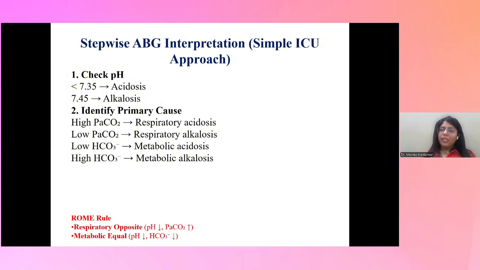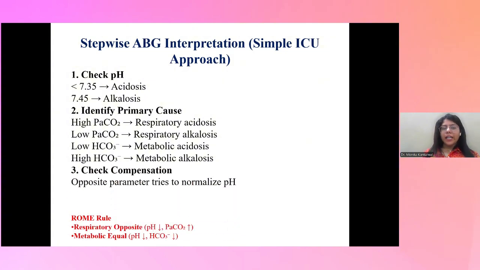And if the pH is decreased and the bicarbonate anion is decreased, then the patient is at risk of having metabolic acidosis. So the ROME criteria will help us know and guide us about what component and what involvement the patient might have, whether it's respiratory acidosis or alkalosis, or metabolic acidosis or alkalosis. Now the third criterion is for checking compensation. In compensation, you will see that opposite parameters will try to compensate.